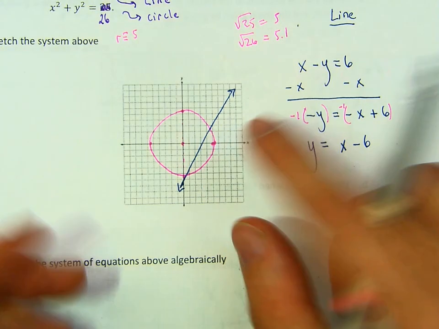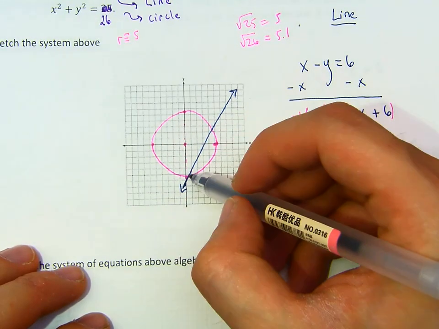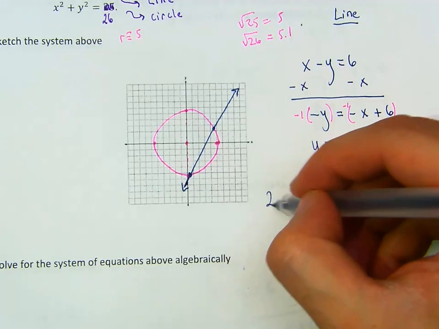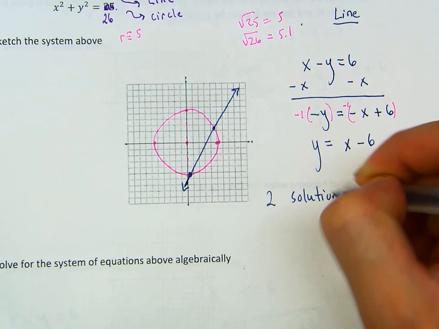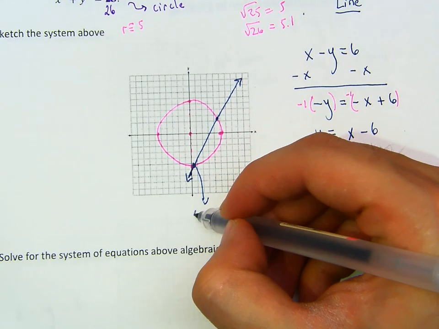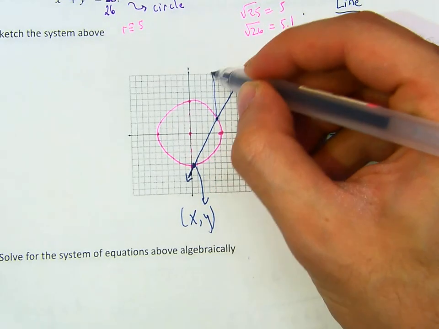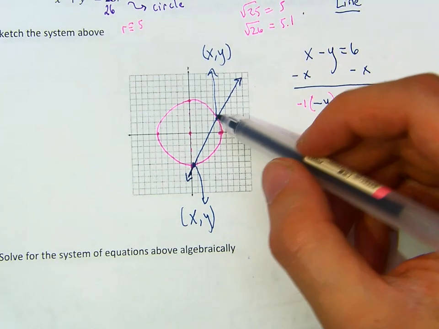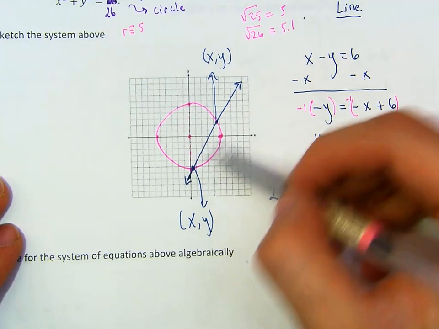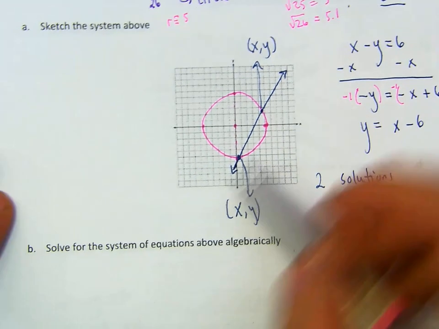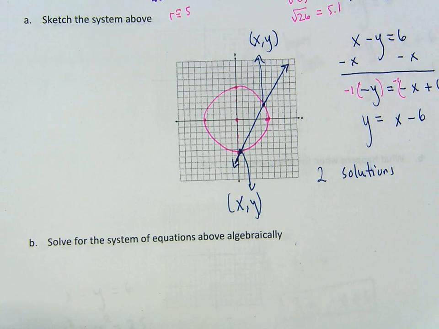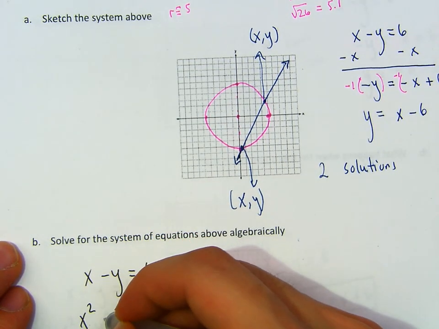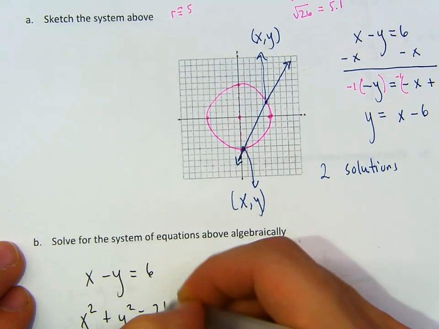Here, what's happening? Notice you have a circle and you have 2 intersection points. So here, there has to be 2 solutions. There has to be a point over here, some x, y, and here there's another x comma y. There are 2 points that create the intersection of this circle and the line. So how do we algebraically do that? Well, let's take a look here. If I have x minus y equals 6, and if I have x squared plus y squared equals 26, okay?